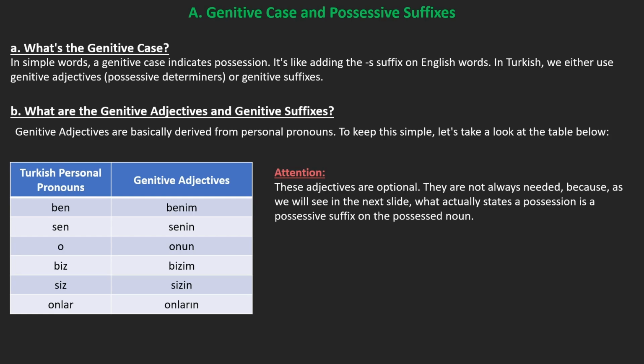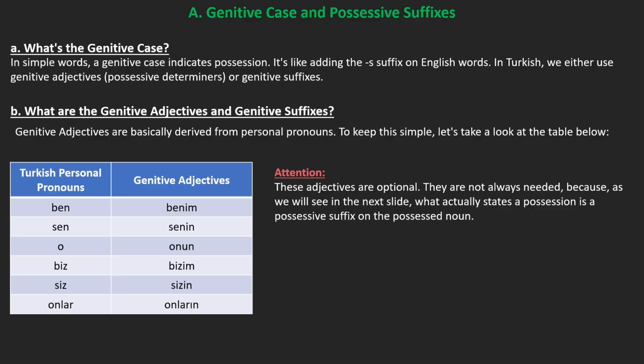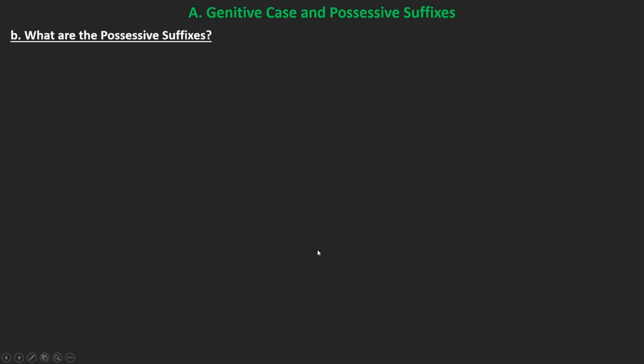So, wait a second, yes. When you need to emphasize that it is my car, you can use benim arabam. But when you are casually talking about my car, then you don't need it. You can simply say arabam. We will see more examples on this later.